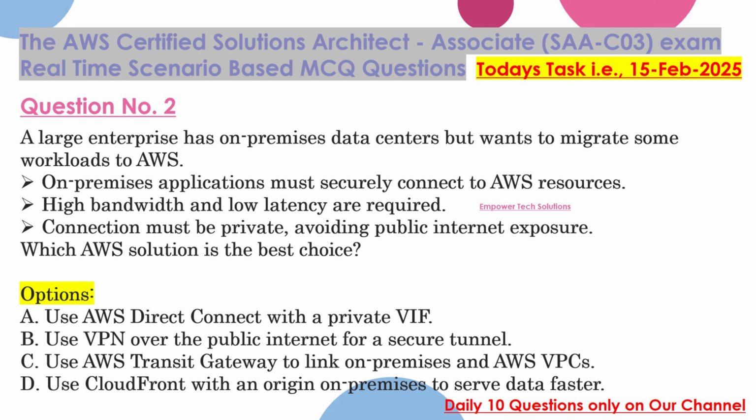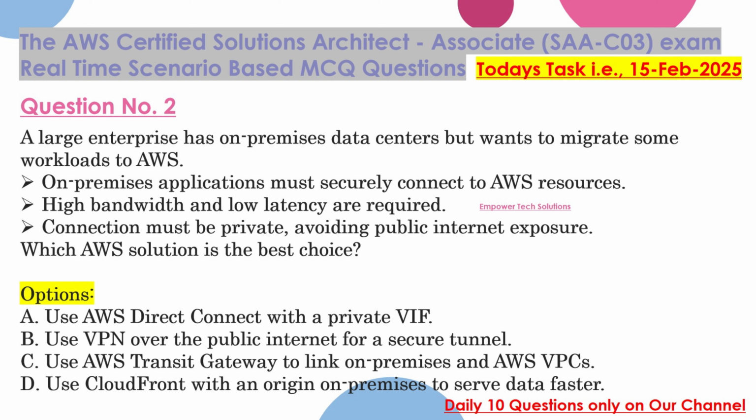Question 2. A large enterprise has on-premises data centers but wants to migrate some workloads to AWS. On-premises applications must securely connect to AWS resources. High bandwidth and low latency are required. Connection must be private, avoiding public internet exposure. Which AWS solution is the best choice?